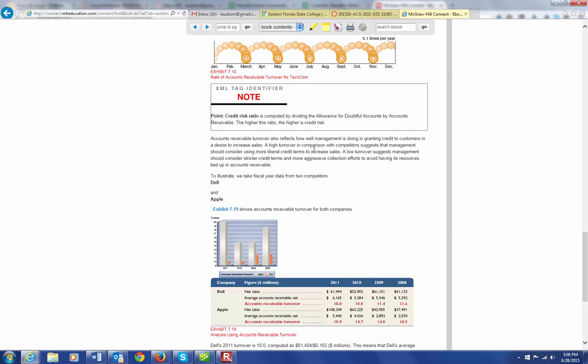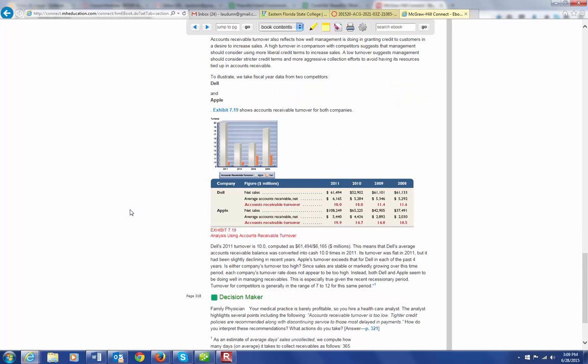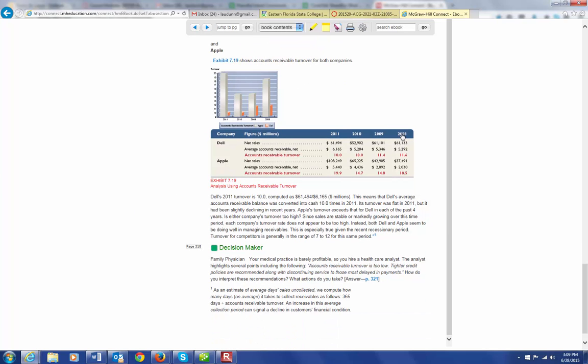So this particular ratio allows management to determine how well they're doing in terms of granting credit to their customers, because the main reason why we do that is to try to increase sales. Not everybody can come up with the cash to buy the things that they need to resell, and so we extend credit to them. A high turnover in comparison with competitors suggests that management should consider using more liberal credit terms to increase sales, and a low turnover suggests that management might want to consider stricter credit terms and more aggressive collection efforts.